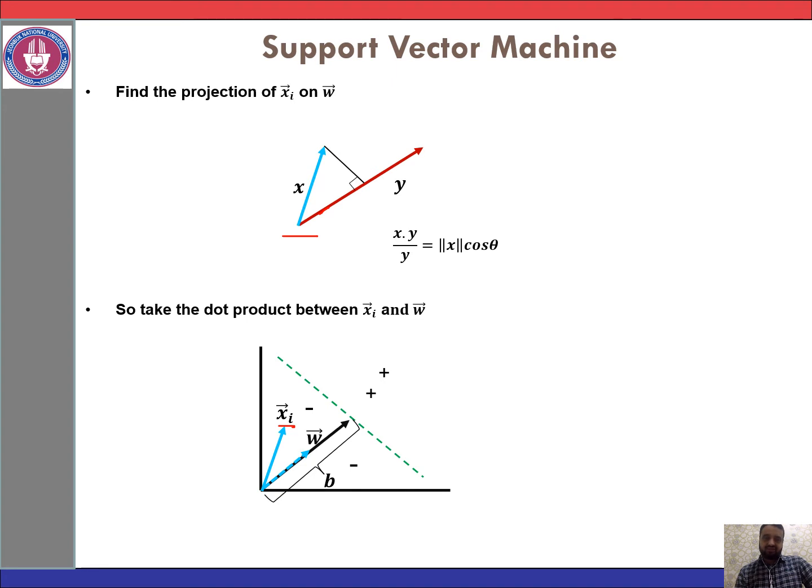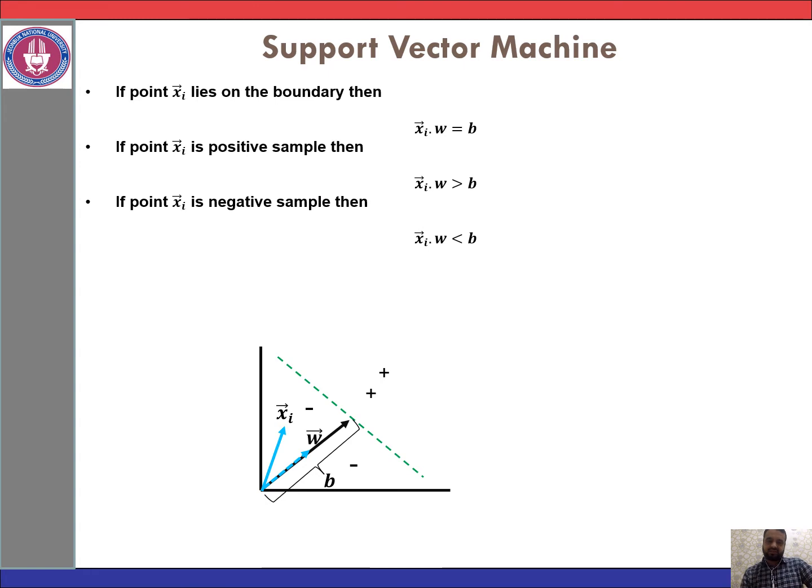Why are we doing that? Because we want to use this perpendicular vector w and find whether xi lies on the left side or on the right side. So we will take the projection of xi on w by using the dot product between w and xi, and the result of the dot product will tell us whether that xi lies on the left side or on the right side of this decision boundary.